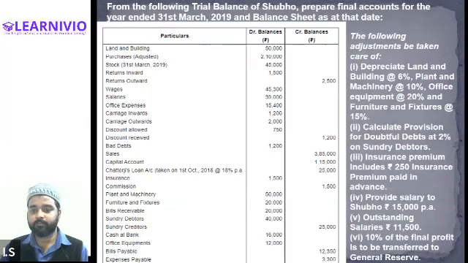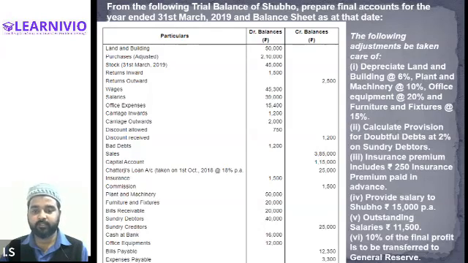Let's move to the next item. Next, we have return outward, which we have already treated. Then we have wages. Make sure that there are no adjustment entries given regarding the wages, and I don't think there is any adjustment entry given in the question for wages. Depreciation, provision, insurance, salary, and outstanding salary. So there is no adjustment entry for wages, so we can write down the entire amount in the trading account on the debit side, 45,300.